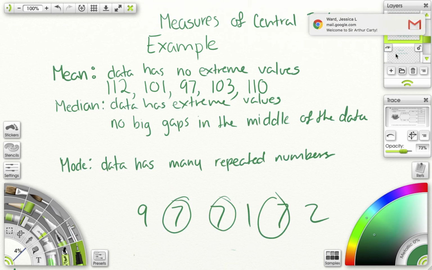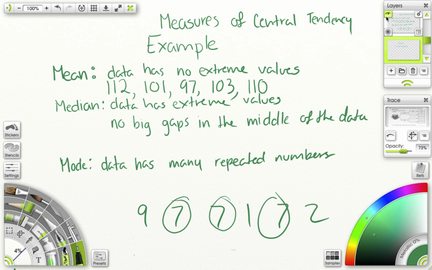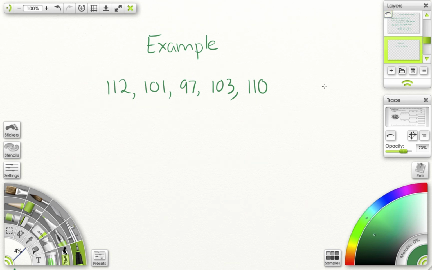I don't have any repeated numbers, so I can't use mode. For median, I don't have any extreme values, and there are no big gaps in the middle of the data. So it makes sense to use mean for this set of data. Instead of having to calculate all 3, I can look at this set of numbers and see that mean makes the most sense. So I'm going to choose mean, and I'm going to calculate it.